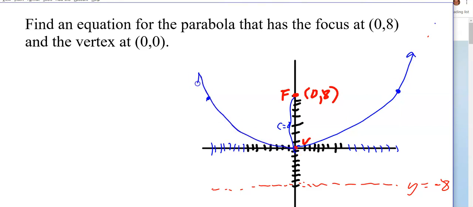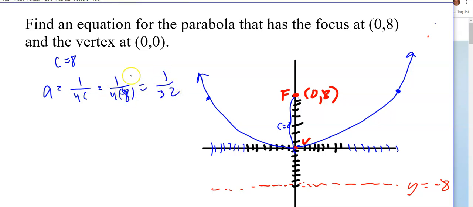It's a parabola that opens up. It's opened up, so we know c is positive. So c was 8, so c equals 8. And again, a equals 1 over 4c. So 1 over 4 times 8 is 1/32. Sorry, that was so sloppy. So 1/32 is our a.